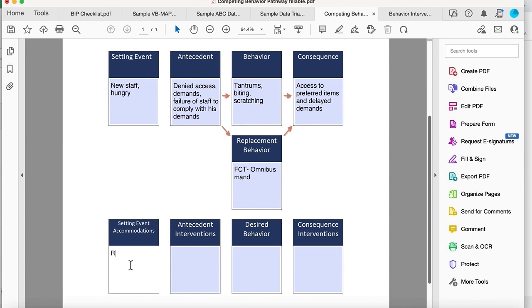We can reduce demands when new staff are present, or when he's hungry. We can extend time with preferred items.